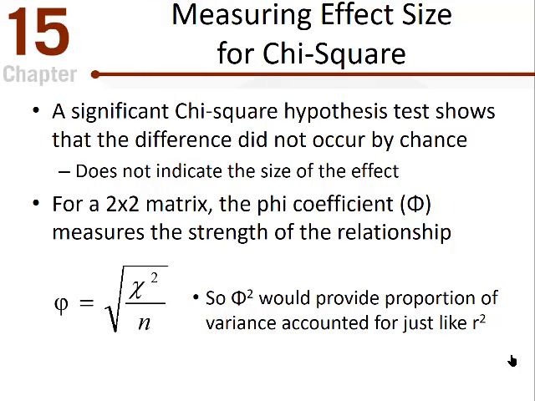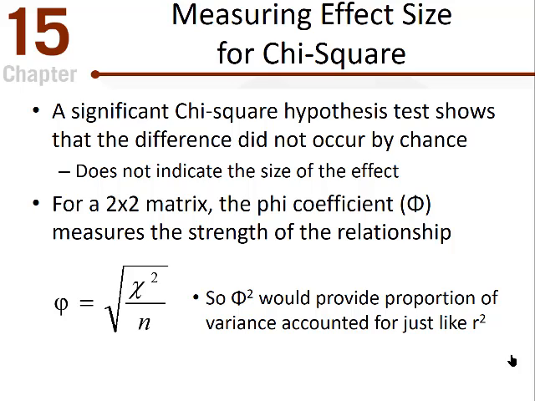So once we have a significant chi-square like we just found in our example, it showed us that the difference did not occur by chance. But it does not say anything about the size of the effect. When you have a 2 by 2 matrix like we just had with gender and are you afraid, yes or no, that's a 2 by 2 matrix, right, with 4 cells, the phi coefficient measures the strength of the relationship.